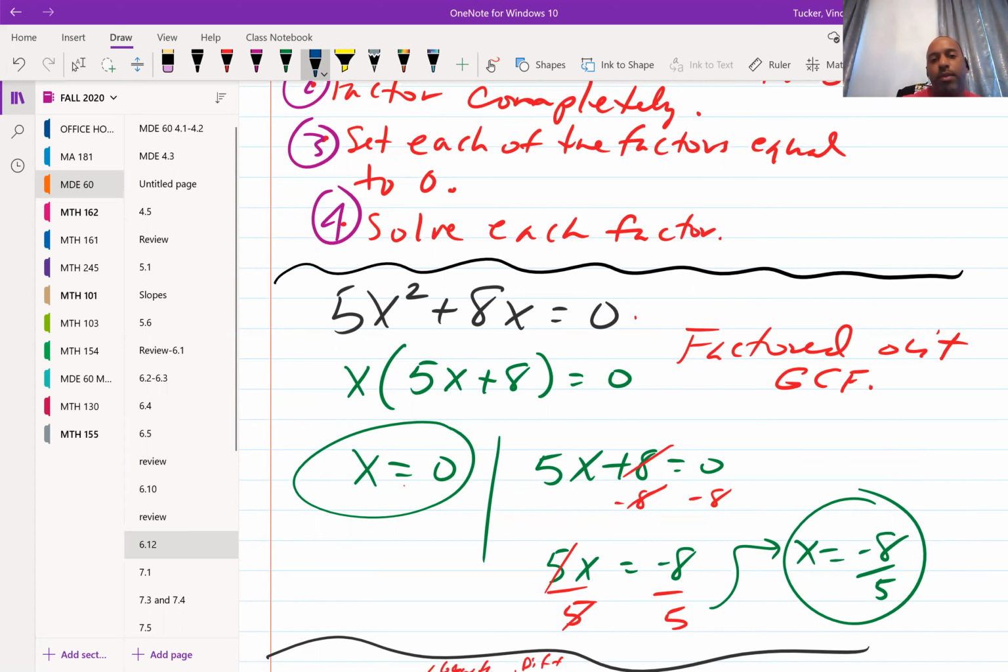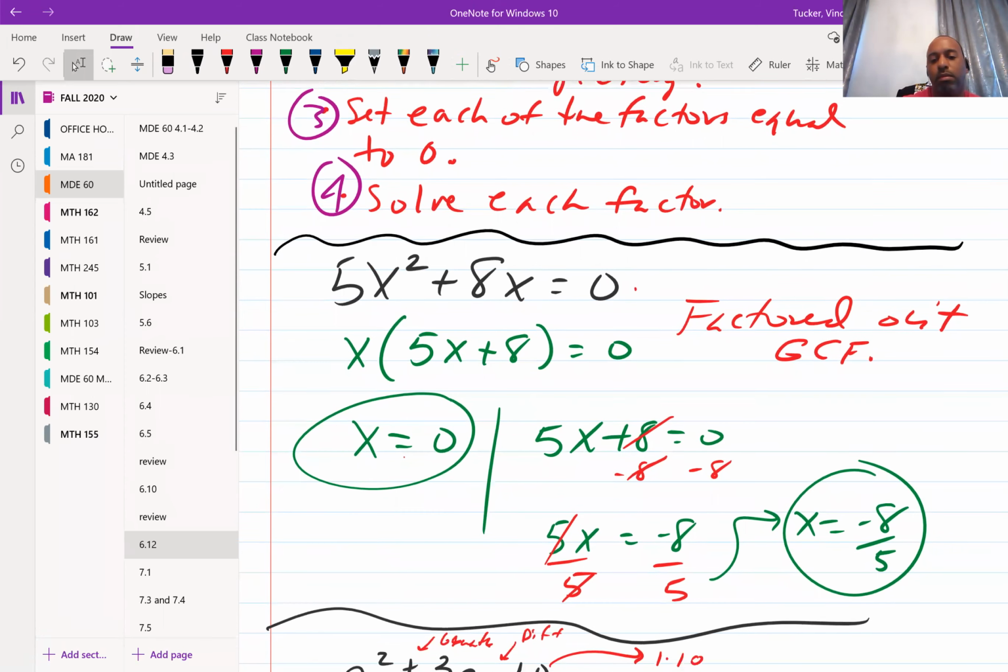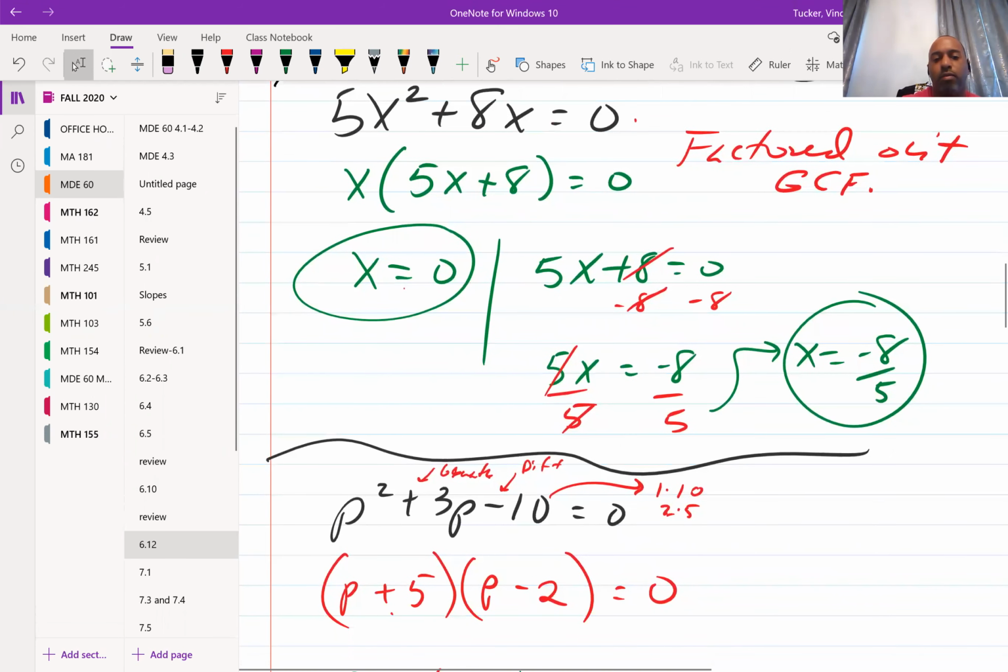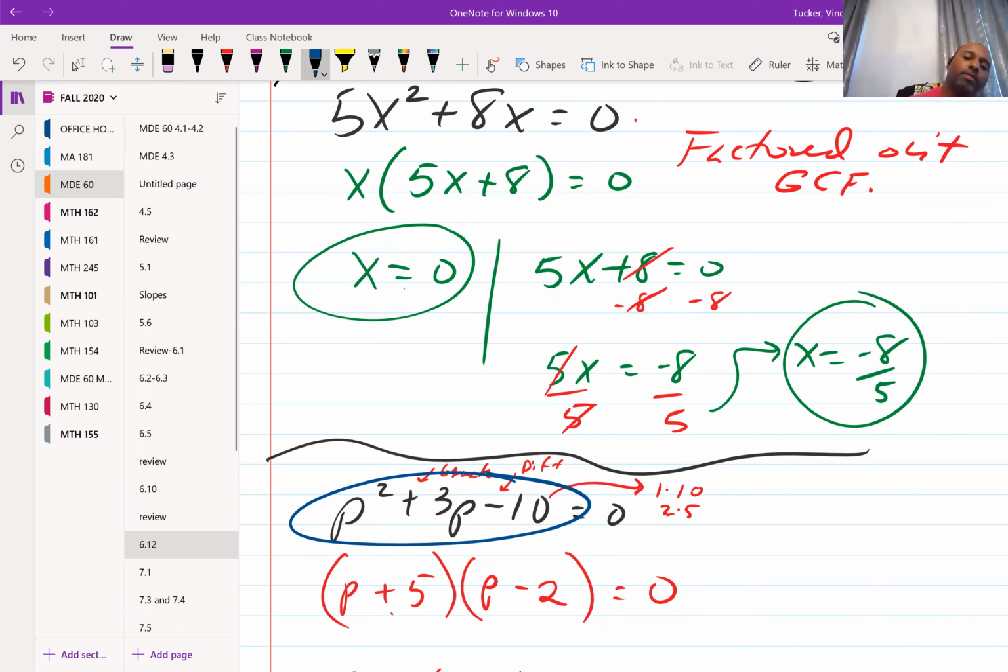Any problems? All right, next one, we have p squared plus 3p minus 10 equal to 0. That goes back to us factoring the other day. P plus 5, p minus 2.